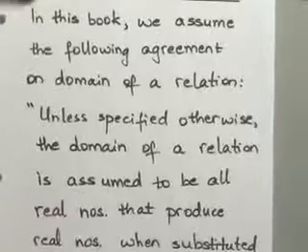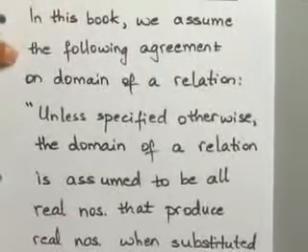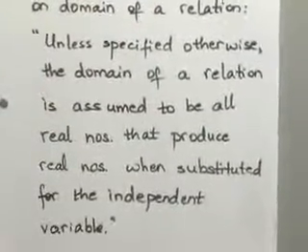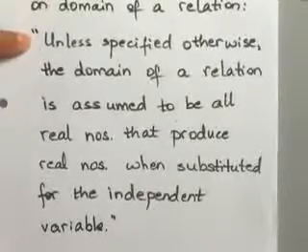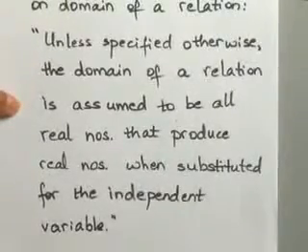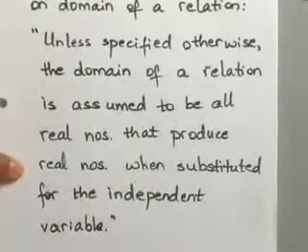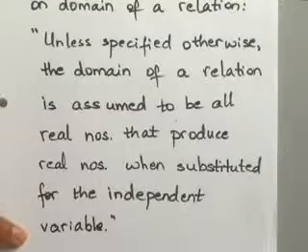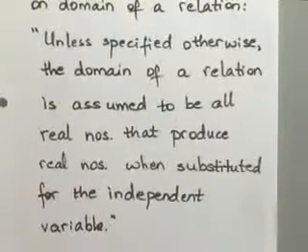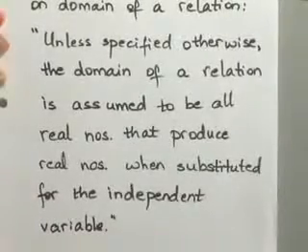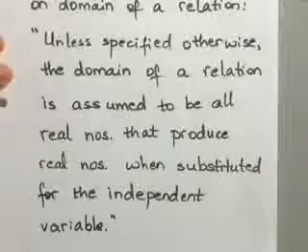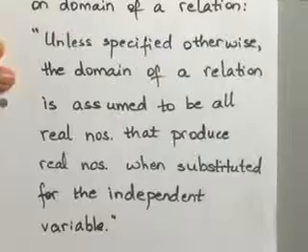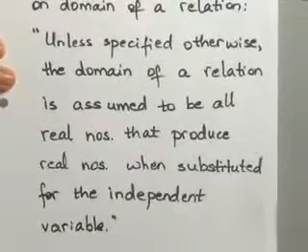Now, this says here, in this book, we assume the following agreement on domain of a relation. And the agreement is, unless specified otherwise, the domain of a relation is assumed to be all real numbers that produce real numbers when substituted for the independent variable. And again, remember, your independent variable is usually our x variable, or we use the letter x to represent our independent variable. So we are going to assume this agreement, which says again that the domain of a relation is assumed to be all real numbers that produce real numbers when substituted for the independent variable.